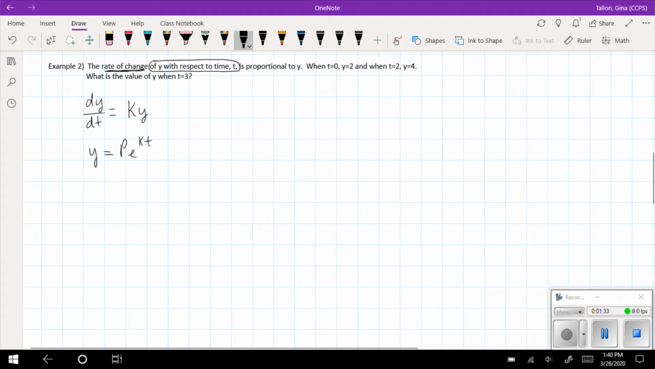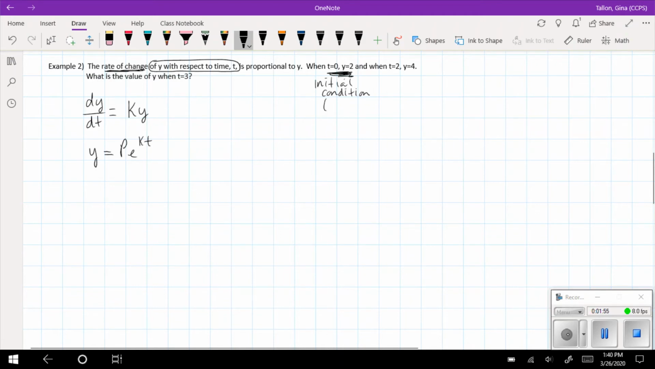exponential change. All right, now they give me t equals 0, y equals 2. When t equals 0, y equals 2. Now, if I'm real intuitive, I understand when t equals 0 that they are giving me the initial condition. This indicates the initial condition.